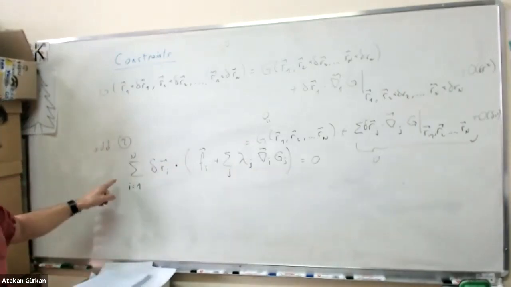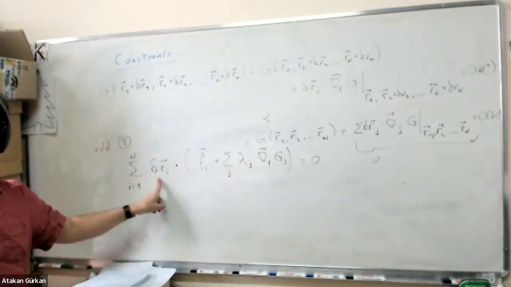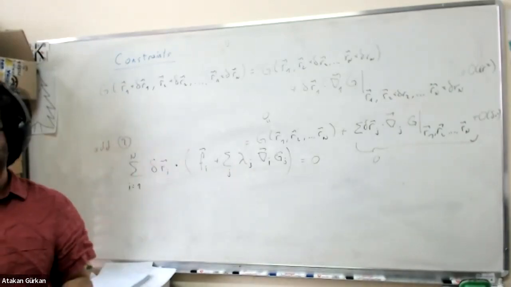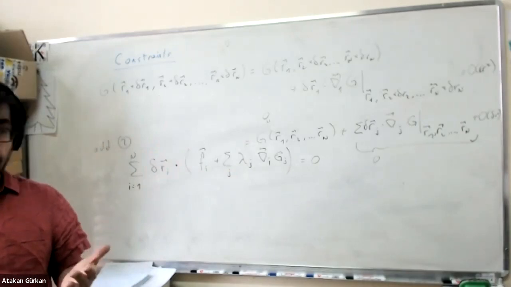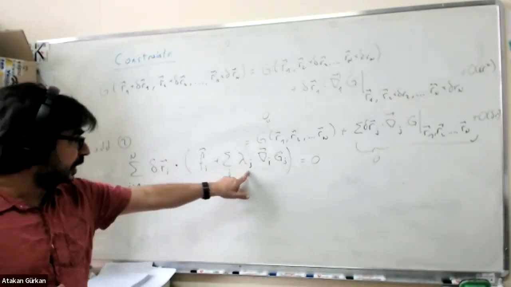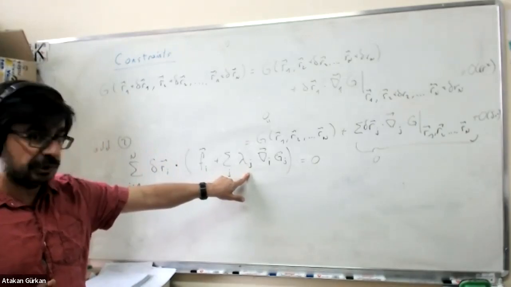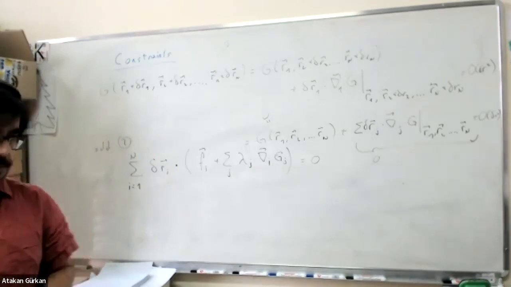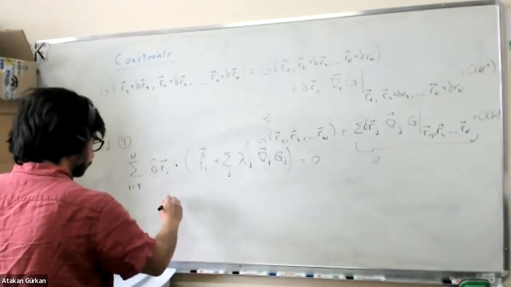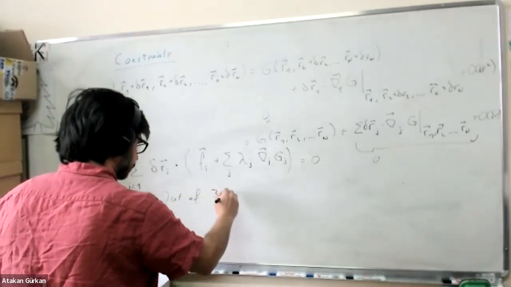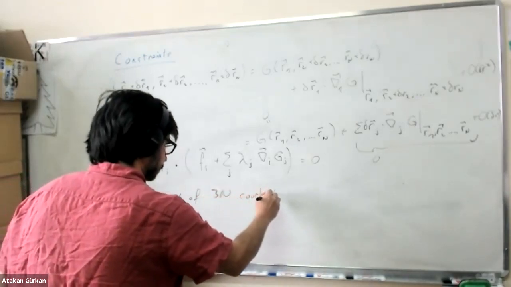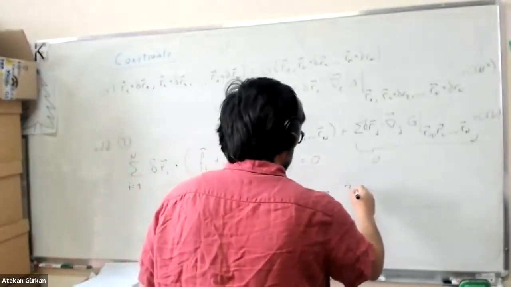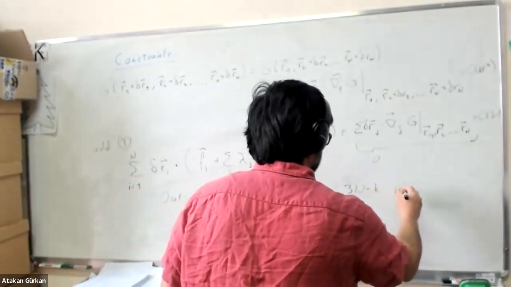Now I have 3n of these coordinates, x1, y1, z1, up to xn, yn, zn. And I have these lambdas, I have j of them. Now, the first thing I do is, out of my 3n coordinates, choose n minus k independent ones.